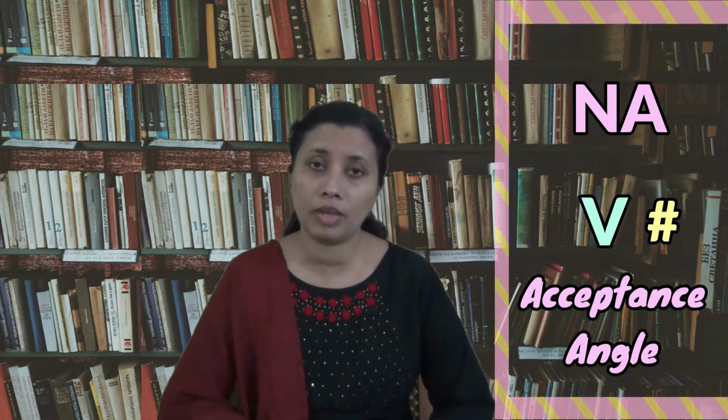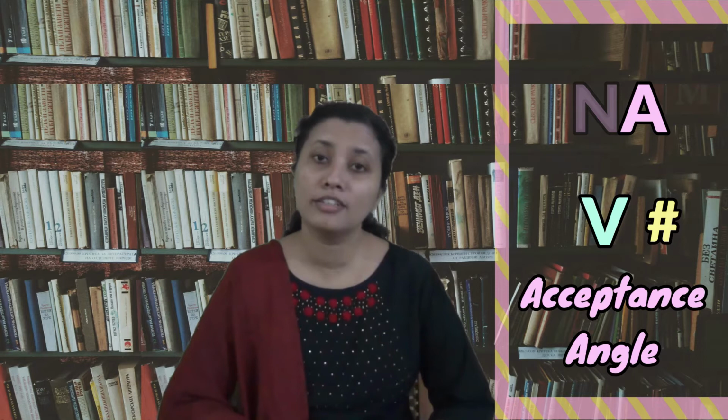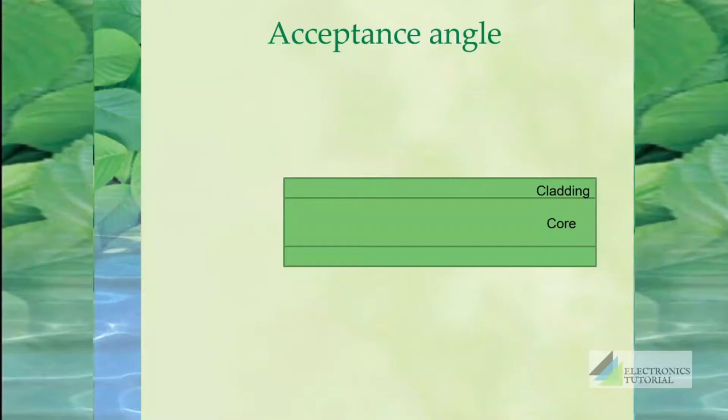Before going into these topics, we'll discuss another important fact. There is a cone of acceptance at the end face of a fiber. Rays arriving within the cone can propagate through the fiber, and the ones arriving outside this cannot propagate. This cone is known as the acceptance cone. Let's have a detailed picture of this.